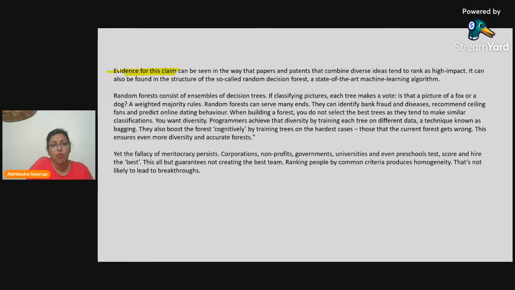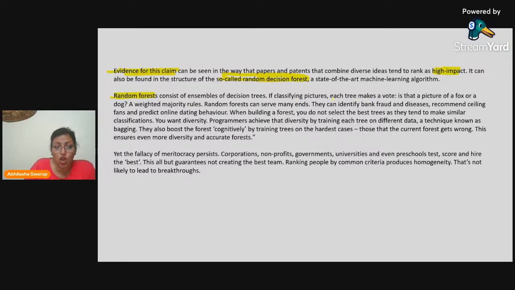Evidence for this claim can be seen in the way that papers and patents that combine diverse ideas tend to rank as high impact. So any paper that has diverse ideas is high impact. And so we understand that diversity will work. It can also be found in the structure of the so-called random decision forest, a state-of-the-art machine learning algorithm. So diversity works. Now let's understand what random forest is. So he says random forest consists of an ensemble of decision trees. If classifying pictures, each tree makes a vote.